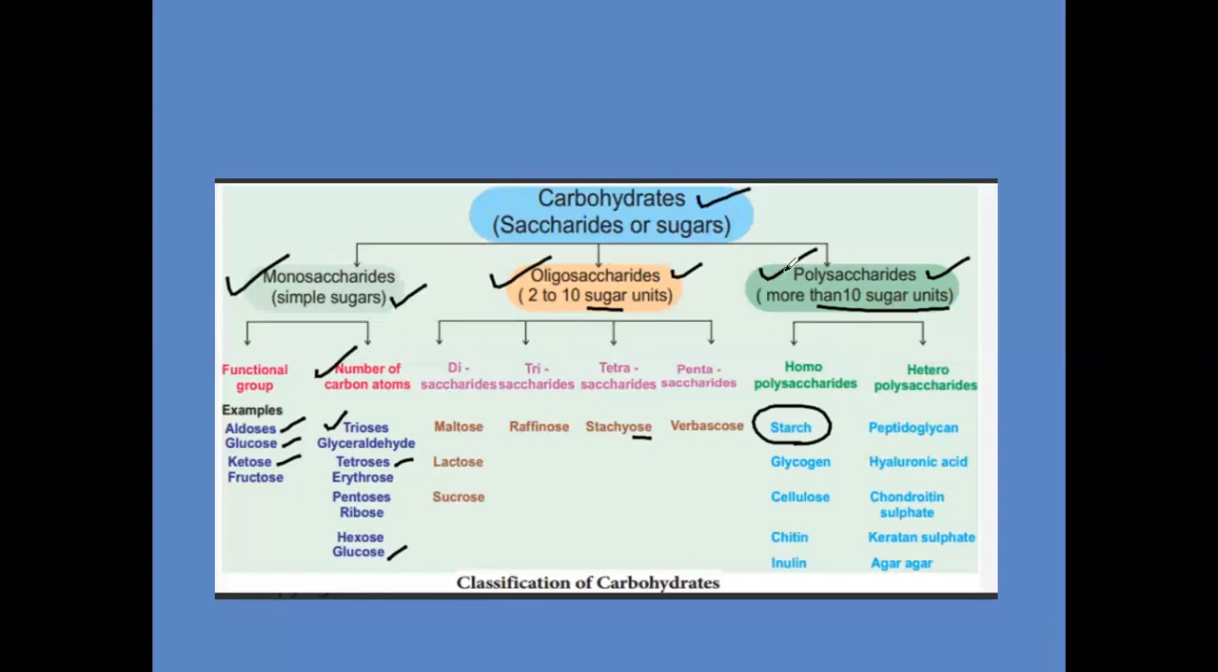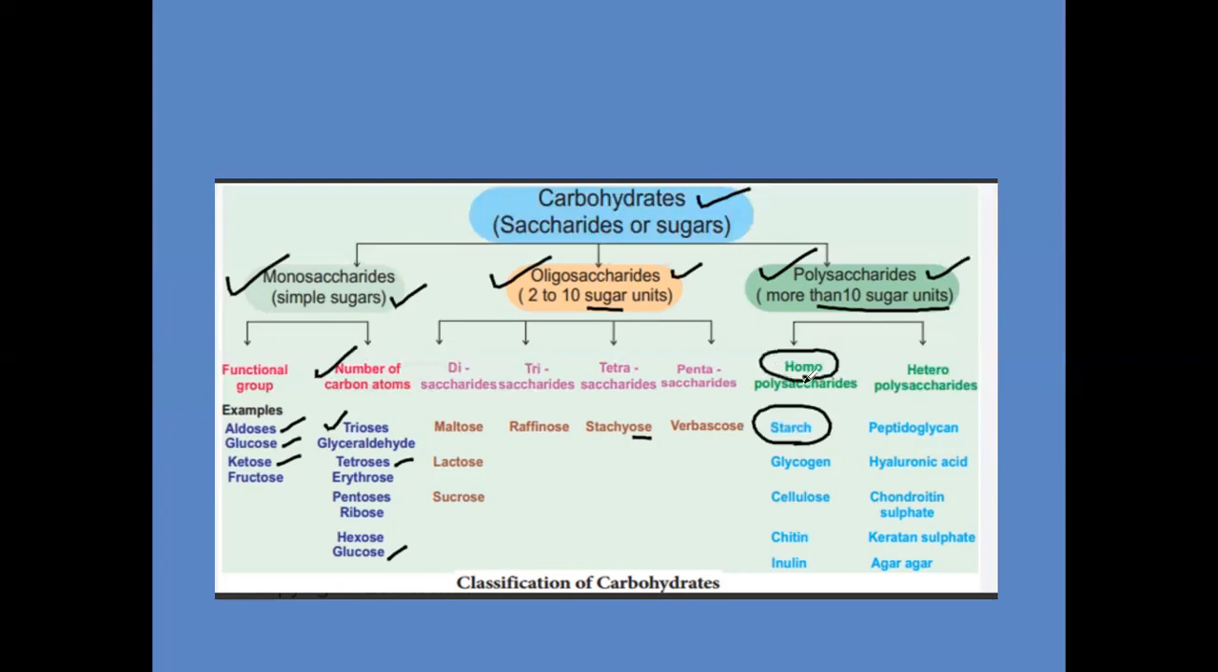The sugar units are also called saccharides. That's why it is called poly. Poly means many. Many saccharide units will be given by the hydrolysis of each molecule of polysaccharide. Okay. So here again, the polysaccharides will be of two types: homopolysaccharides, heteropolysaccharides.